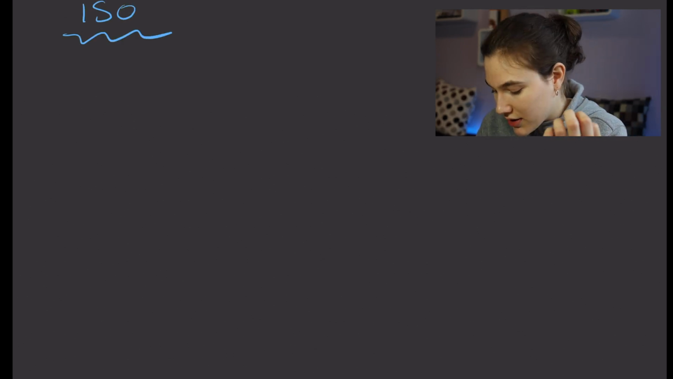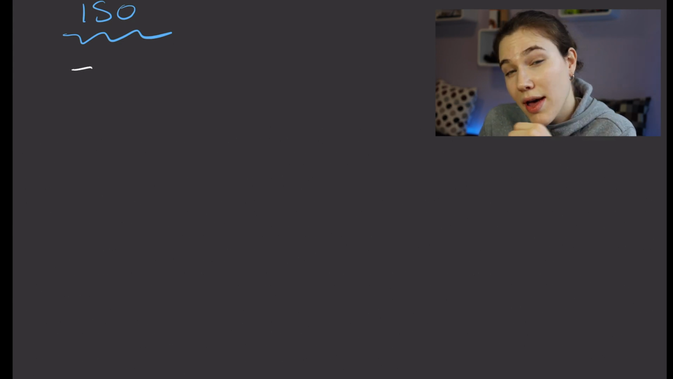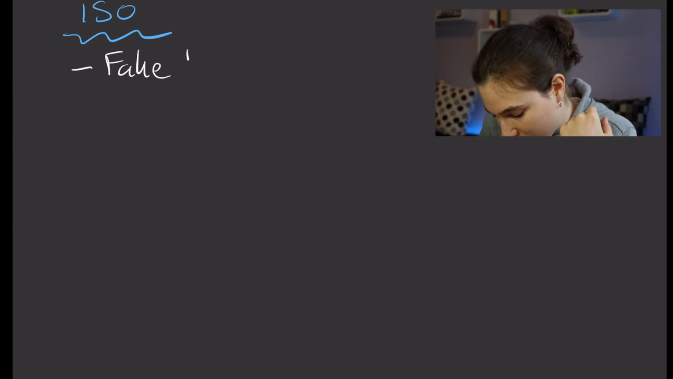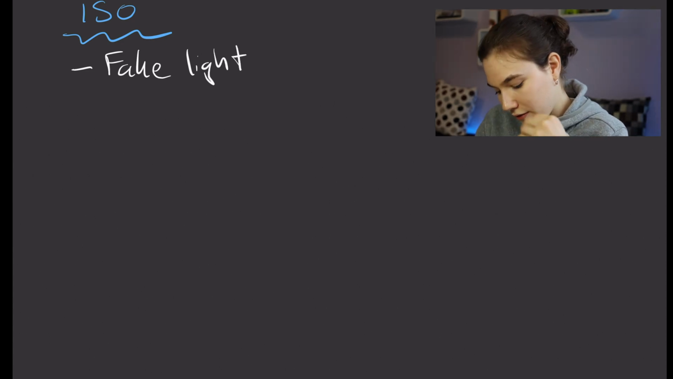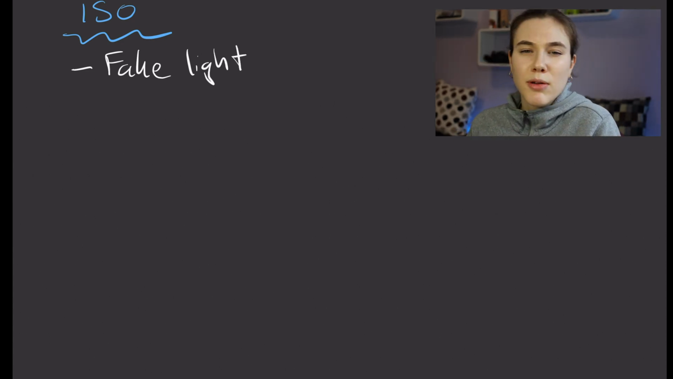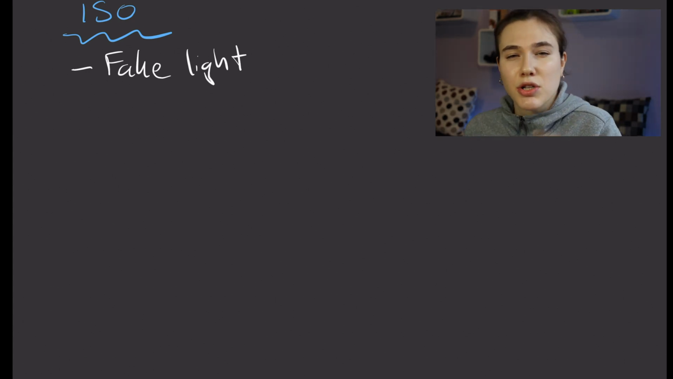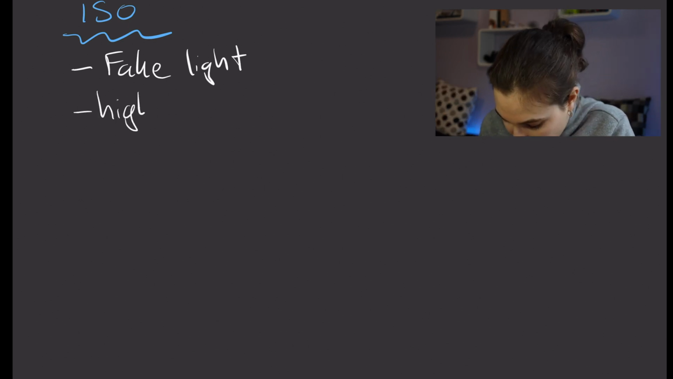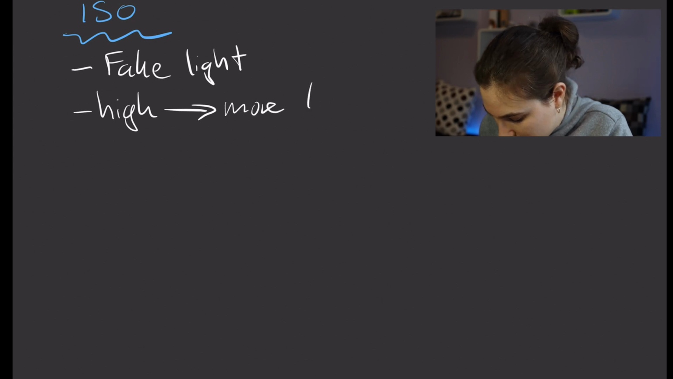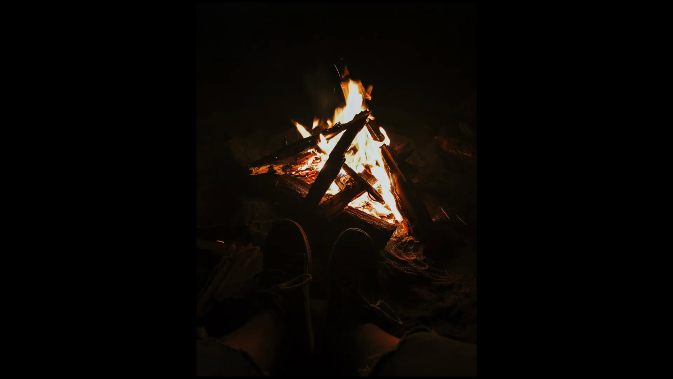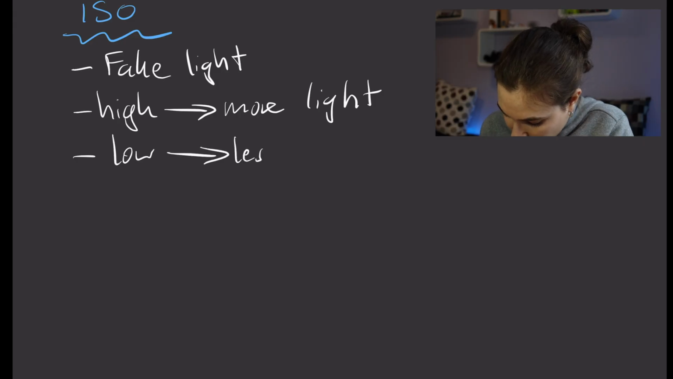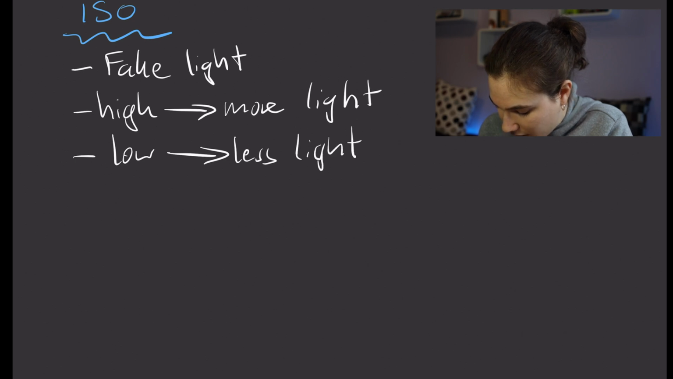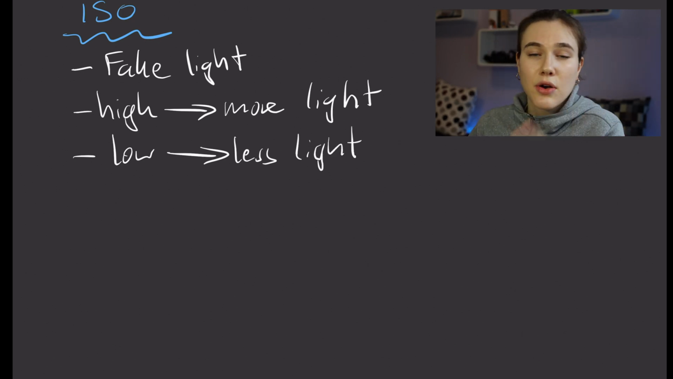So what actually is ISO? You can think of ISO kind of like a fake light, okay? Basically, if you are in a situation where you don't have a lot of light on your subject, it's quite dark, you can increase your ISO to add more light. So if you make this higher, you get more light, okay? That makes sense. And on the other hand, if you have a well-lit subject, if you lower your ISO, you're going to get less of that fake light, okay? So ISO is just fake light.